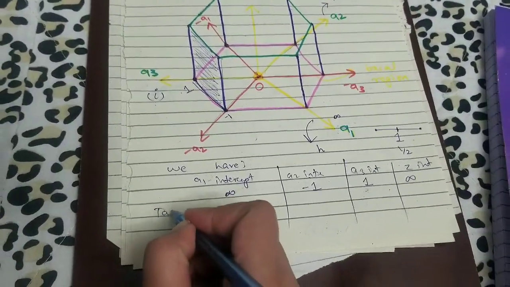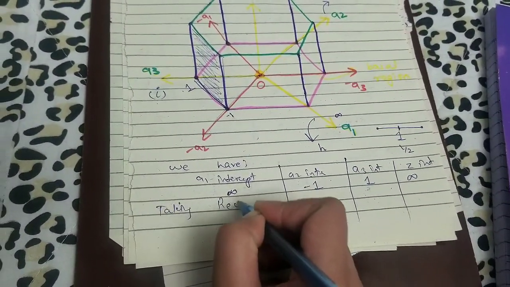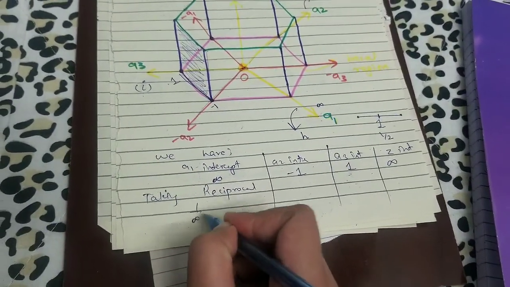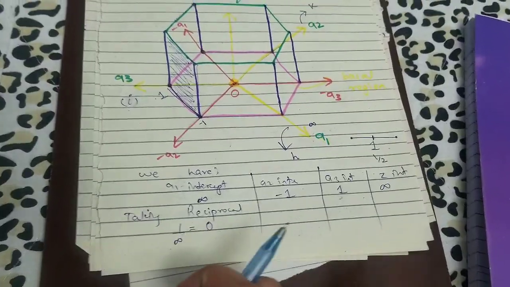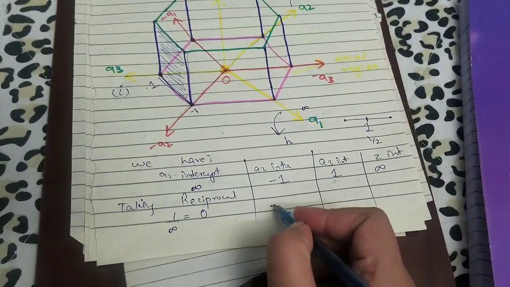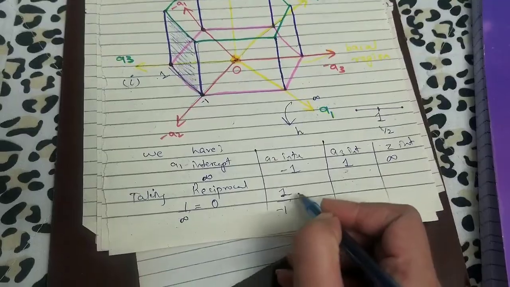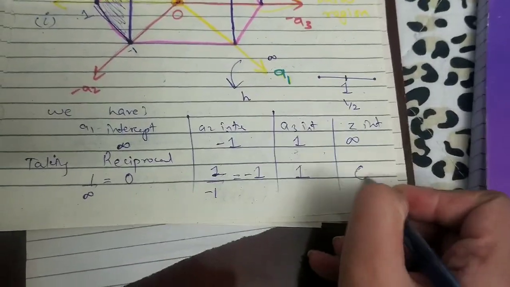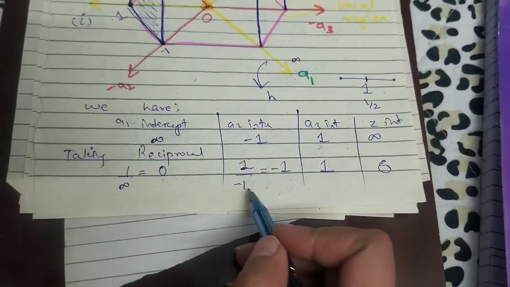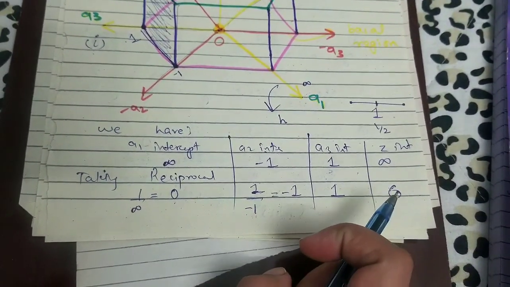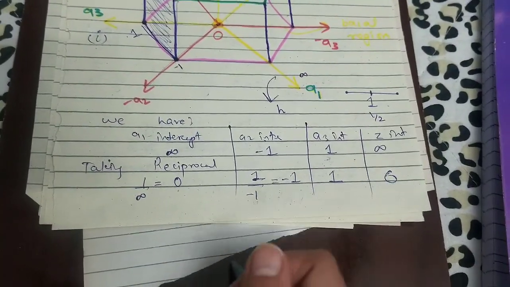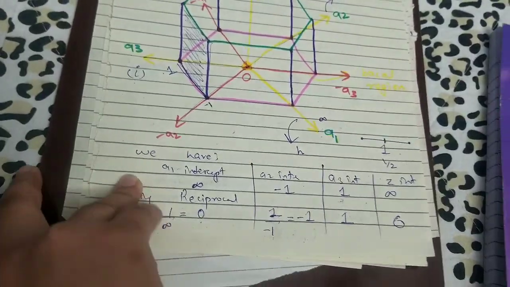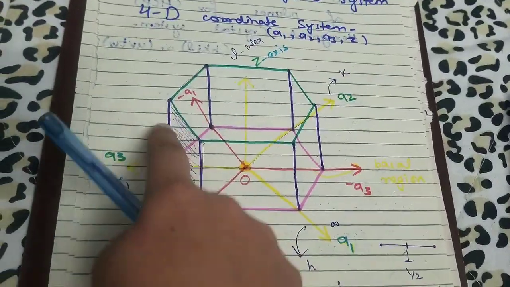Now we'll take the reciprocal. The second step is to take the reciprocal, and taking the reciprocal of infinity, 1 over infinity, comes out to be 0. The inverse of -1 is -1 again, the inverse of 1 is again 1, and the inverse of infinity is 0. So we got 0, -1, 1, and 0 as the final indices, because there is no fraction involved. That is why these are the final Bravais indices, or indices of the plane, for this specific plane.